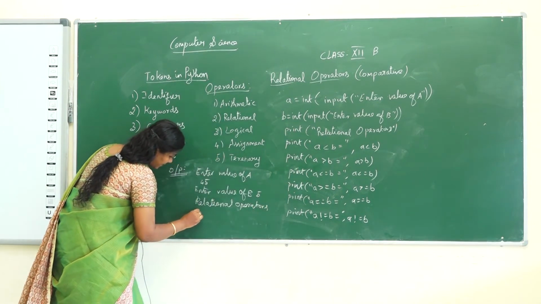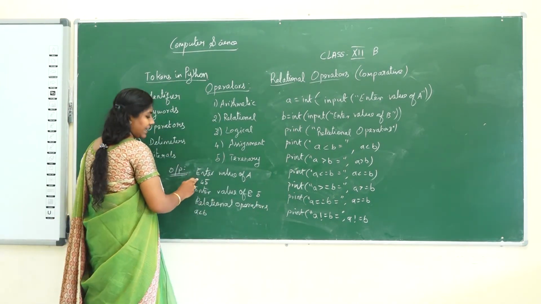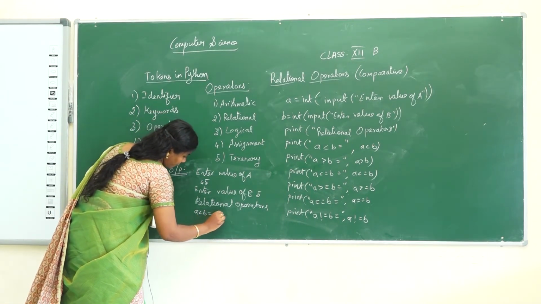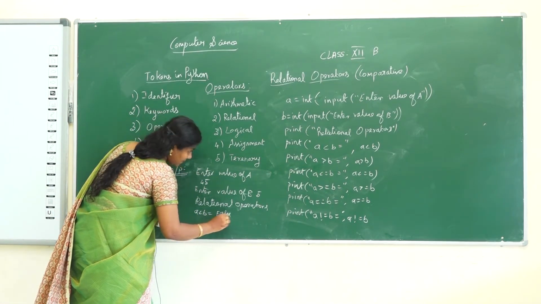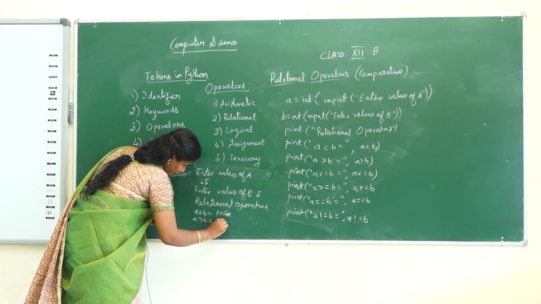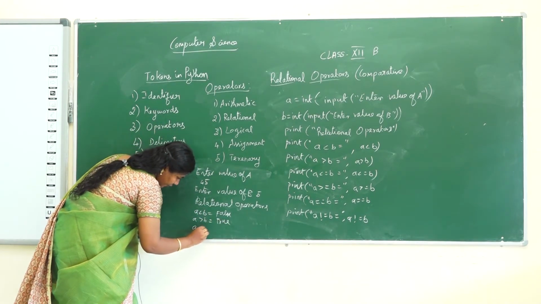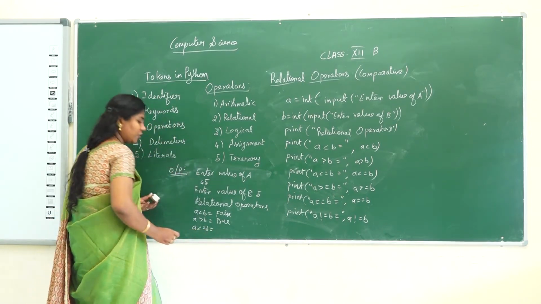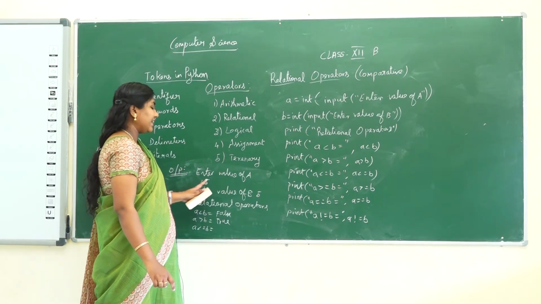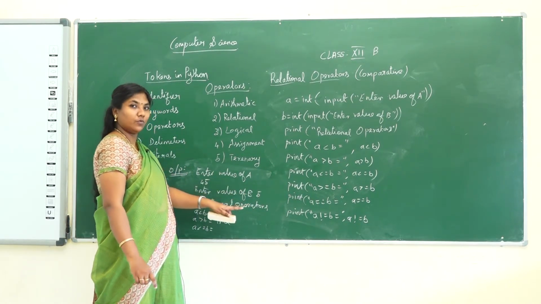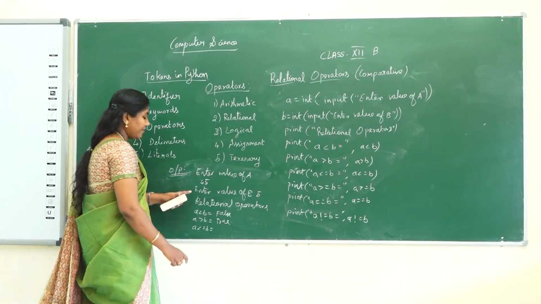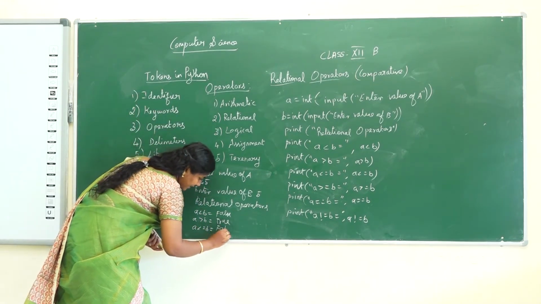So A less than B, whether A is less than B? No. So A less than B is equal to false. A greater than B? True. A less than or equal to B. What do you mean by less than or equal to B? Suppose I am having the value of B as 45, then it has the equality as equal to. Either it may be less than or it may be equal to, then we will be having it as true. So we are having it as false.